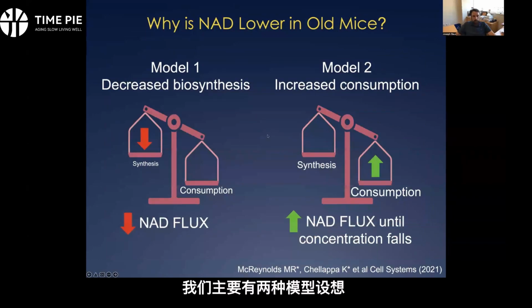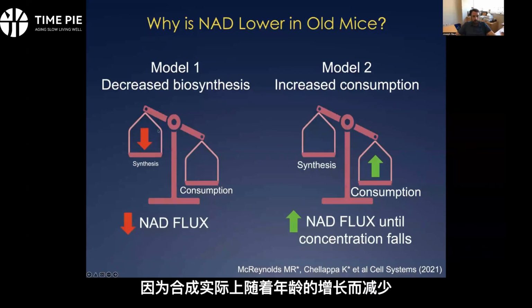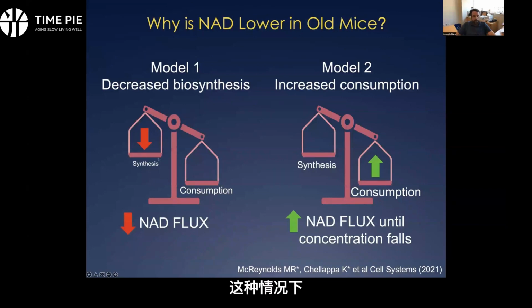And we really had 2 major models in mind, just to set up the way we're thinking about this. The first is that you might have decreased NAD because synthesis actually gets decreased with age, so you're not making as much. In that case, consumption would have to slow down to match the new lower synthesis rate, and this would lead to a decrease in NAD flux. Alternatively, you could have an increase in the activity of NAD consuming enzymes, which would lower the NAD pool because you're consuming more of it.